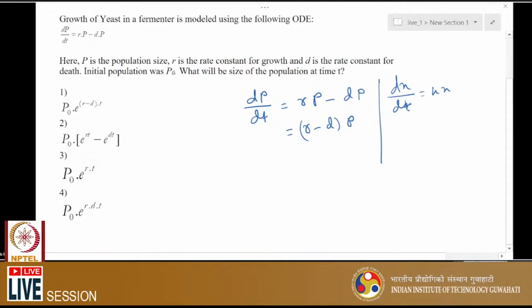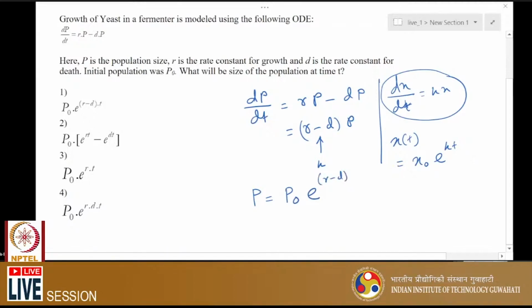And in one lecture we have discussed that, right? And that one comes as X at time t is equal to X at time 0 e to the power K into t. This integration you have done earlier. So here this is K. That means P should be P0 e to the power, what is K? K is R minus D, into t.